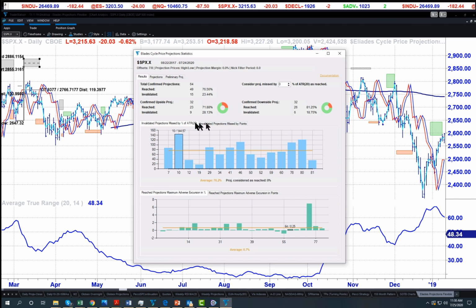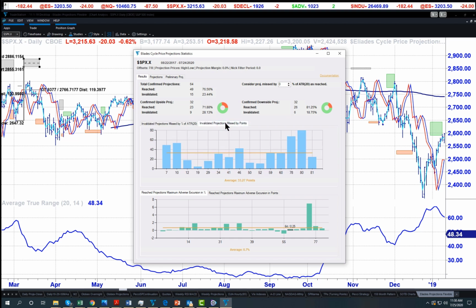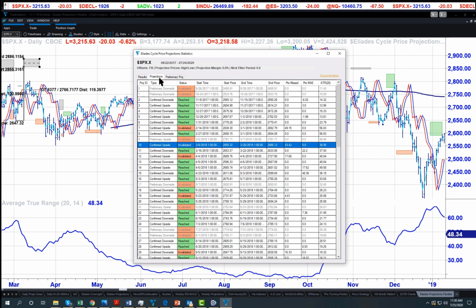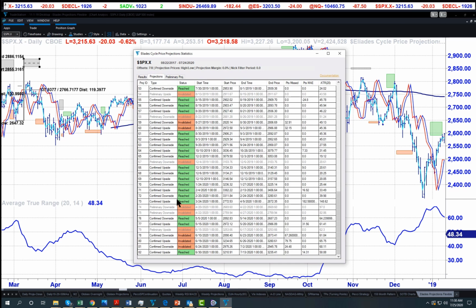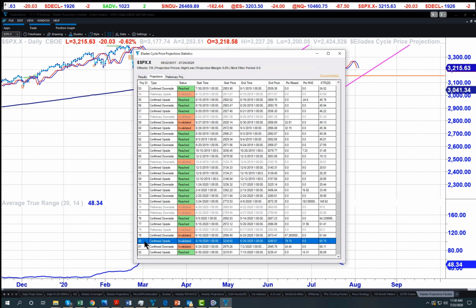And you can look at it two ways. Missed by percent of ATR or just plain points. How many points was it missed by? Well, it was missed by 53.5 points almost. These were missed by a lot, 67 points, 79 points, okay? This is a big one. Let's take a look at this one if you want to see it on the chart. It's number 80. So again, you go to projections. You go down to number 80 and say, okay, show me that on the chart.